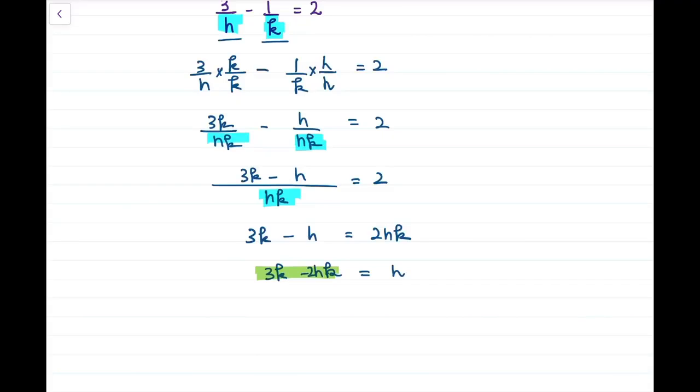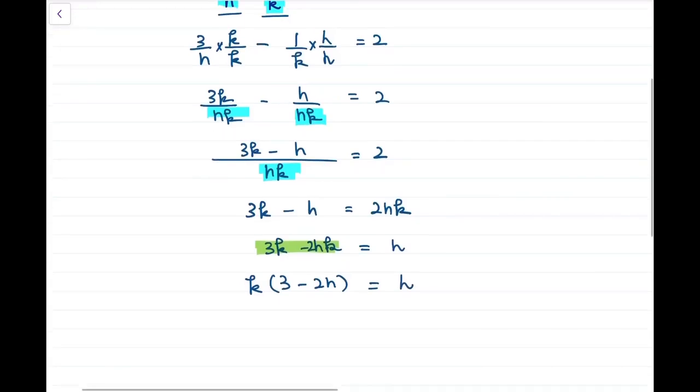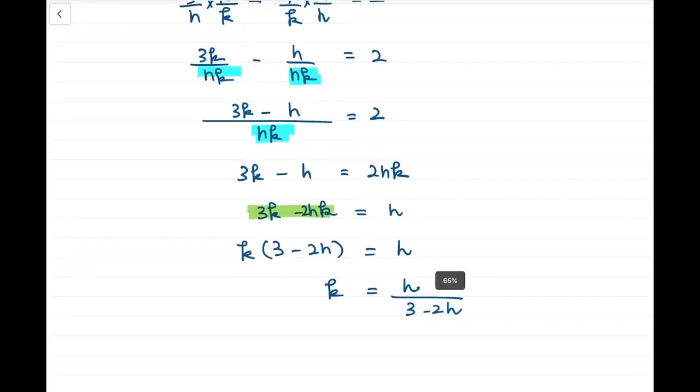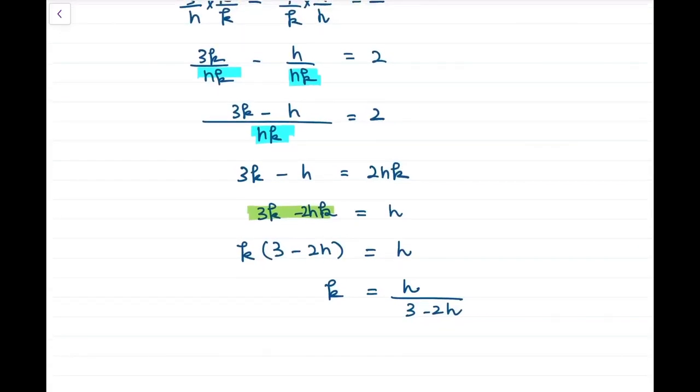So at this point you're supposed to take out the common factor, which is k, and again, if you don't want to see it as a common factor, you have to take out k because you want to make k the subject, right? And then from here, divide both sides by 3 minus 2h, so it will be eliminated from one side, and this is your answer. k equals h over 3 minus 2h.